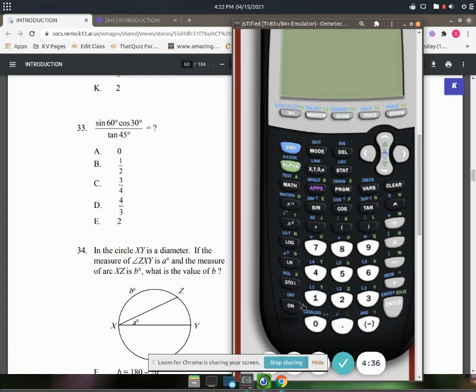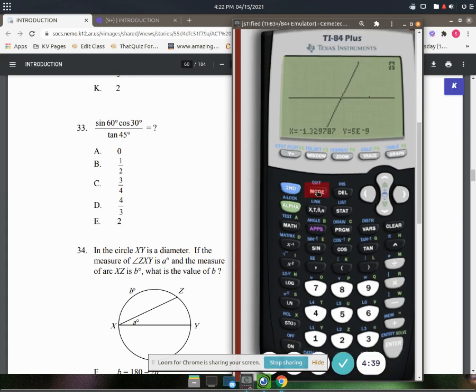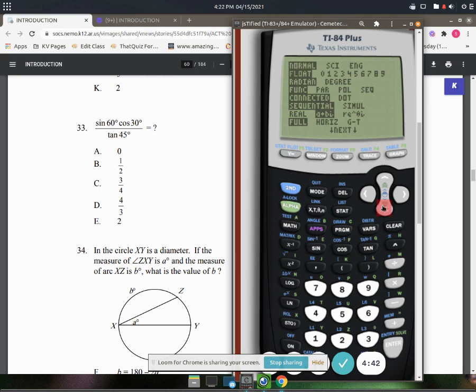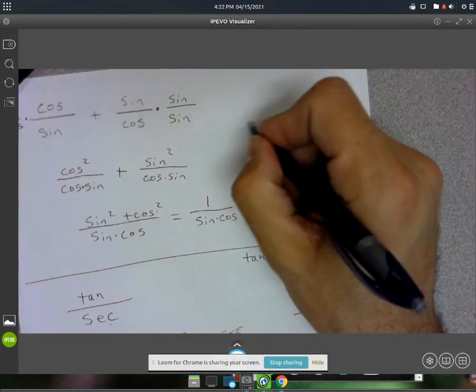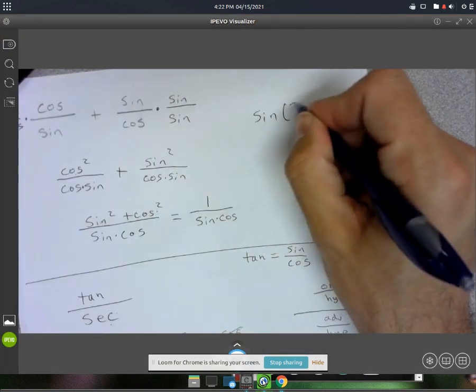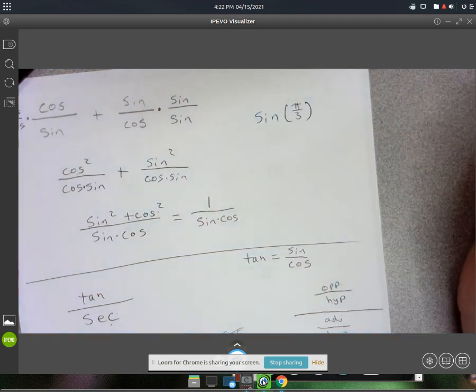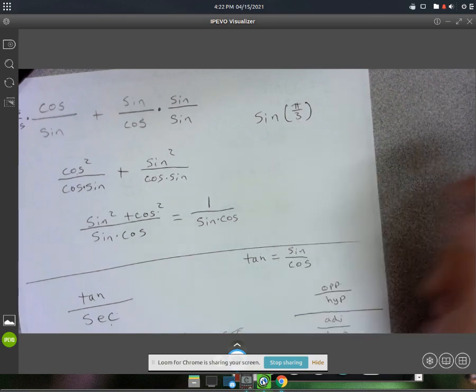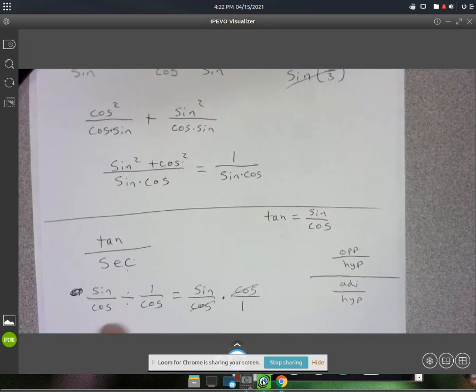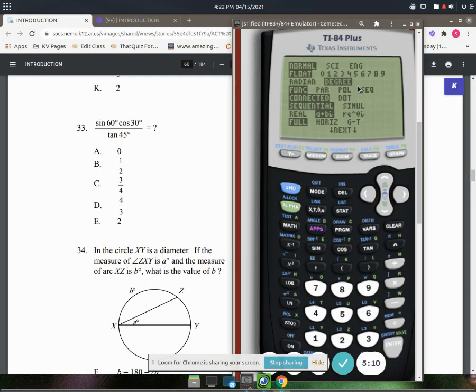Remember, make sure you're in degree mode though. If they're giving you these angles in degrees, that's the mode you're going to be in. The other way would be if they ask something like sine of pi over 3. This is in radians, so your calculator would have to be in radian mode. But most of the time, everything's done in degrees.